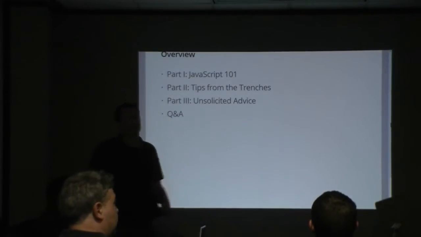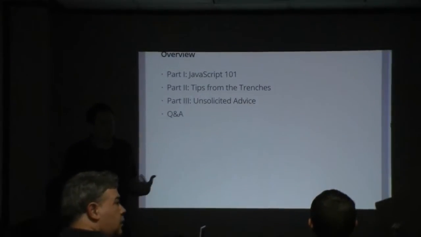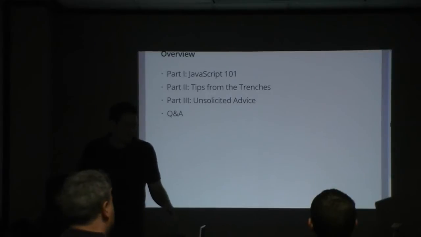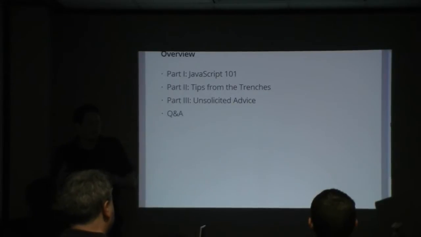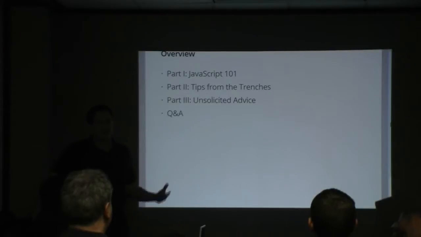I'm Chris Oakwood. The name of this talk is Professional JavaScript. I'm going to cover three things in this talk. JavaScript 101, which is how it works. Number two is tips from the trenches, which is stuff I picked up from experience and a lot of stuff I picked up from books. And the third part is unsolicited advice, which is advice that I felt like I had to give to a group full of developers. It's not necessarily JavaScript specific.